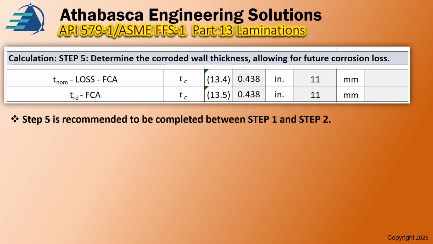So step 5 is recommended to be completed earlier so that you can get to steps 1 and 2 and do the calculation. Either 13.3 or 13.5 may be used. Now, this is common throughout all the parts. They've moved different sections of API 579. They've created a new section called 13.4 and 5, and it's the same equation, but I think they've done that for convenience, which is fine.